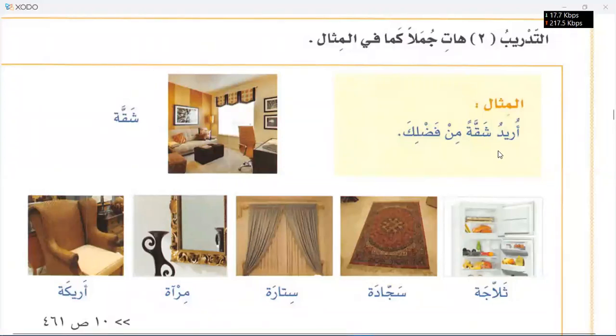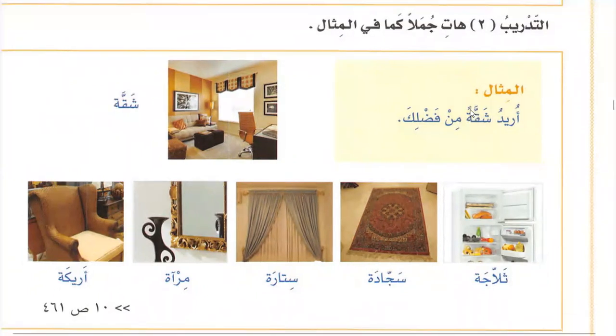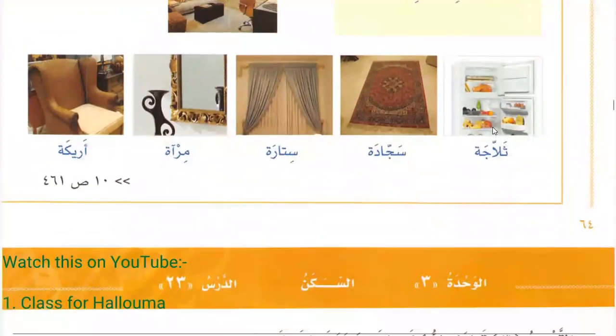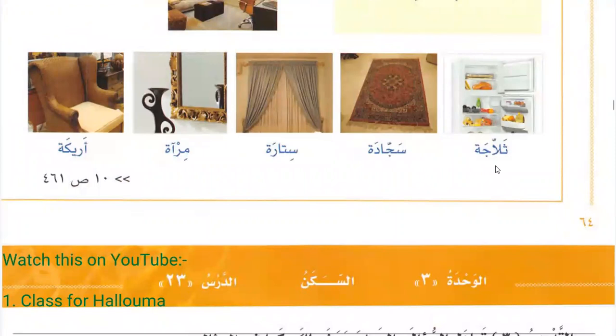Miss Noorul Jannah, how do you pronounce it? Jannah. Okay. Uridu shakkatan min fadlik. I want an apartment, please. Uridu thallajatan min fadlik. I want a fridge, please. Uridu sajjadatan min fadlik. I want a carpet, please. Uridu sitaratan min fadlik. I want a curtain, please. Uridu miratan min fadlik. I want a mirror, please.